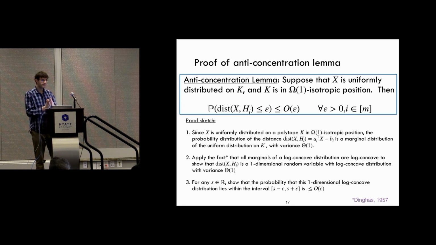Whenever you project a log concave distribution onto a subspace, you also get a log concave distribution. So the marginal distribution is still log concave, and now you have a one-dimensional log concave distribution, which has variance 1. You can use that to show this anti-concentration result in the one-dimensional case. That's basically the idea.